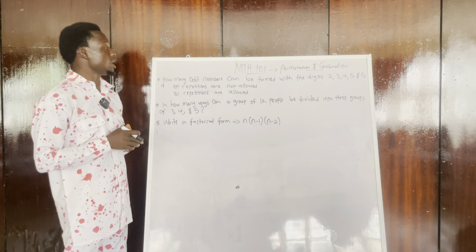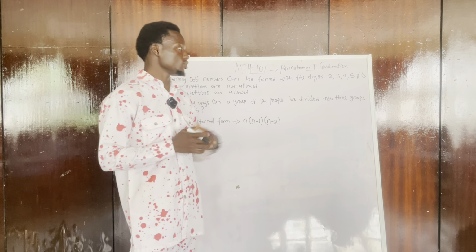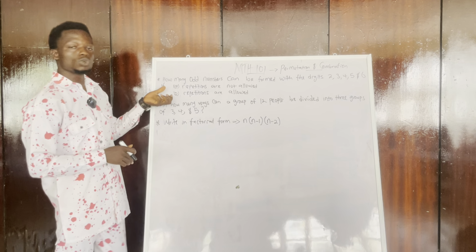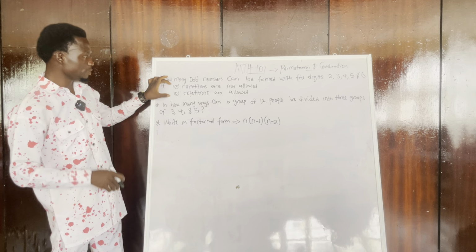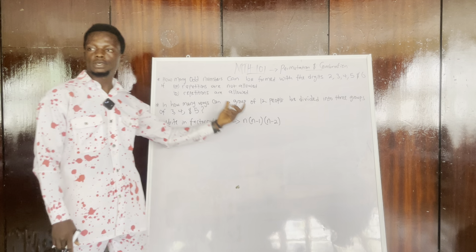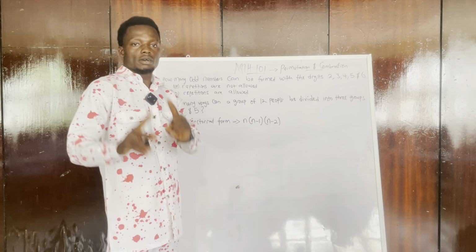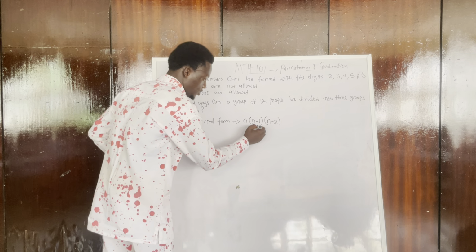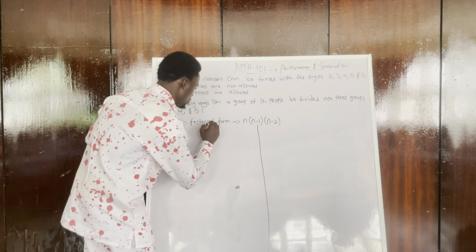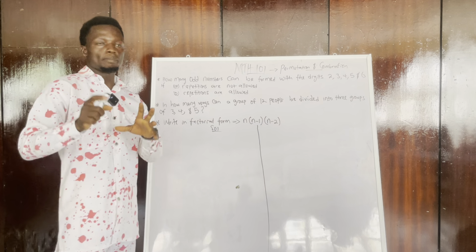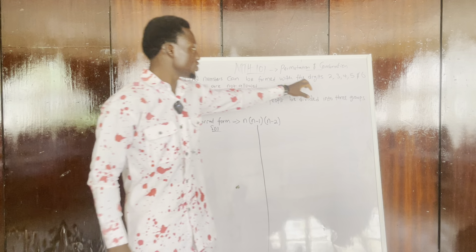The first one says, how many odd numbers can be formed with the digits 2, 3, 4, 5, and 6? With two conditions. The first condition is if repetitions are not allowed, and the second condition is if repetitions are allowed. Probably I might be showing you two ways of solving this, but before then, let me just divide the board into two.